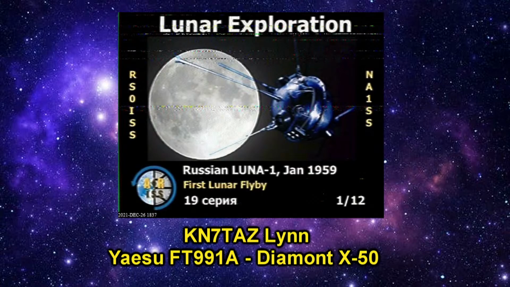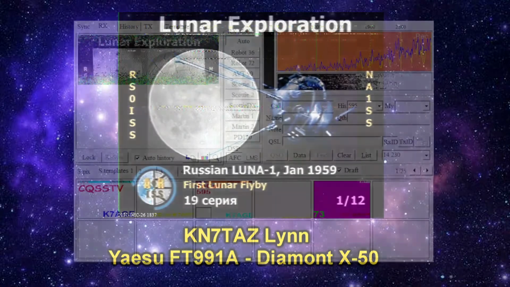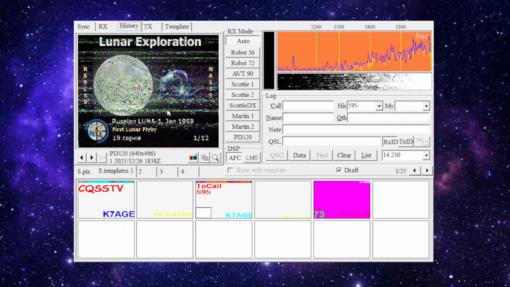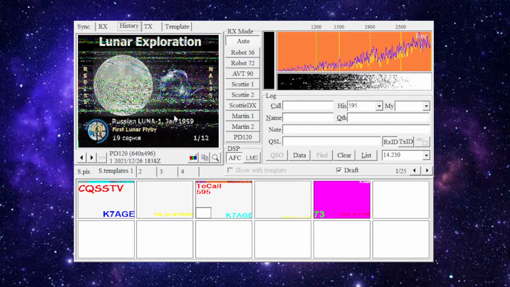Okay. I received this from Lynn, KN7TAZ. He lives in Brookings, about 25 miles away from me, using his FT991A with his X50 vertical. So he got a better image than I did. Congratulations, Lynn. I'd say that is almost perfect. There's a couple little noise hits in there. That's the way I had received the image. So I had quite a bit more noise. So interesting difference in the antenna and such.